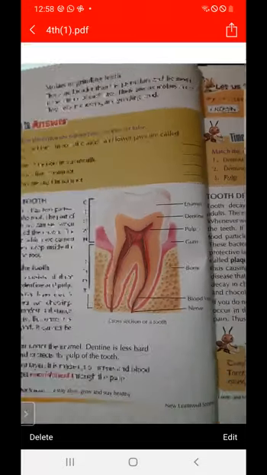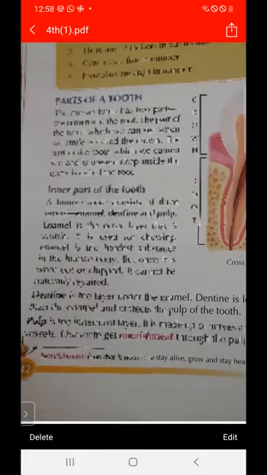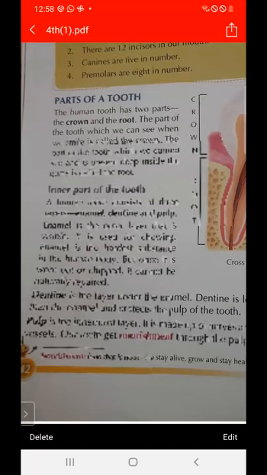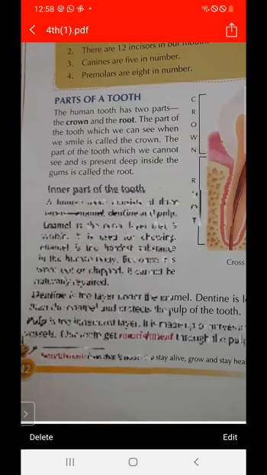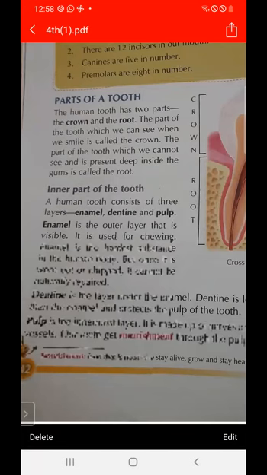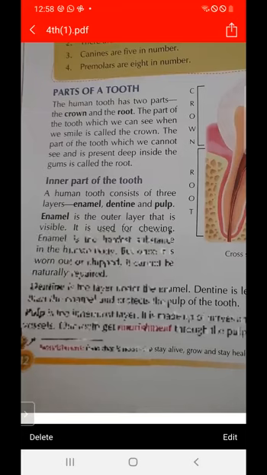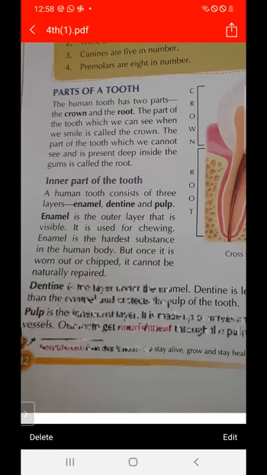So you have to remember the function of enamel, then dentine, and then pulp. So what is the function of enamel and what is the function of pulp? So enamel is the outer layer and it is visible. And what is the function of the enamel? It is the hardest substance and it is used for chewing.